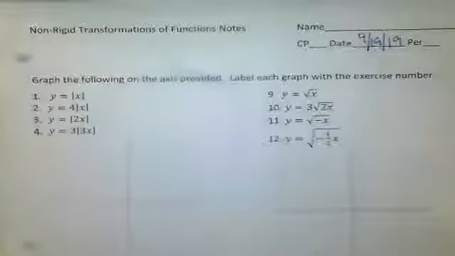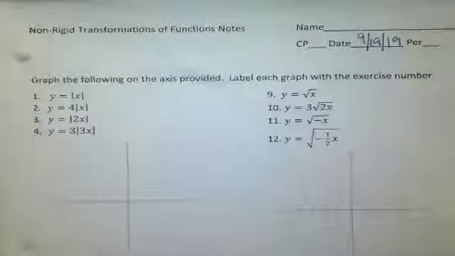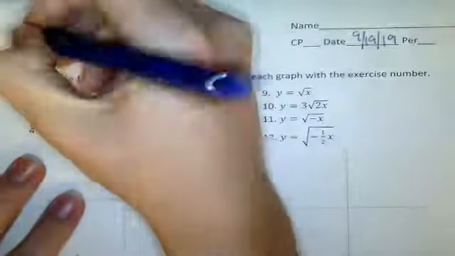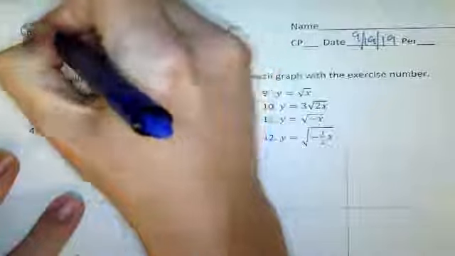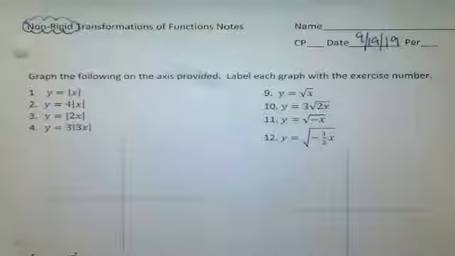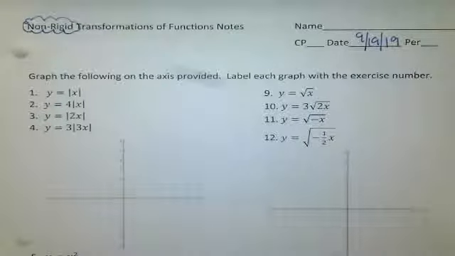All right, today we are looking at non-rigid transformations of parent functions. Yesterday we did rigid transformations, which means that we took our parent graph and we just slid it left, right, up, down, or maybe flipped it vertically. Today we are taking our parent graphs and starting with our basic shape. That shape can be stretched taller or compressed smaller, and we can do that vertically. We can also do that horizontally, where we pull it apart horizontally or smush it together horizontally.